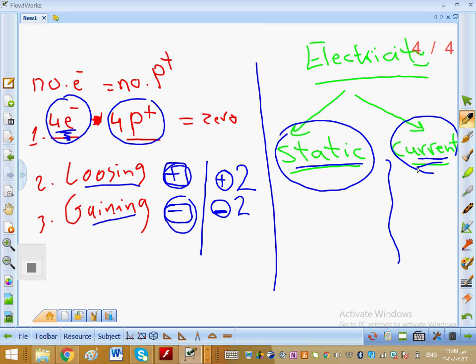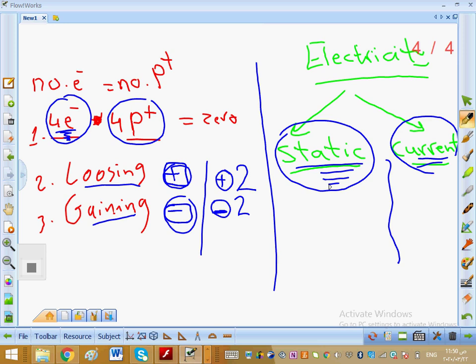So what is static electricity? As we said before, static electricity means the buildup of charges on an object. When we add extra electrons to the surface of an object like a balloon, this is what we call static electricity. Okay? Then, electrostatic discharge.